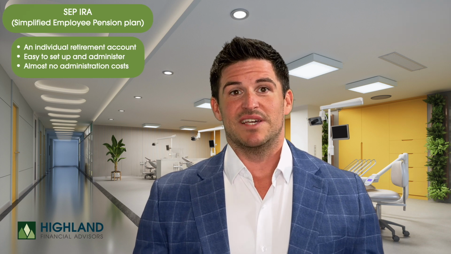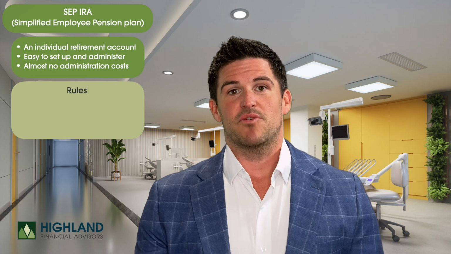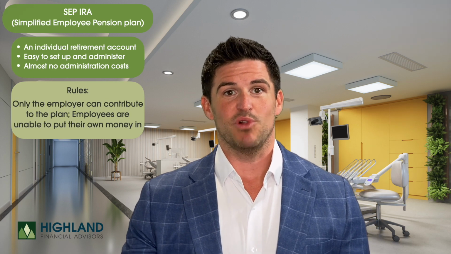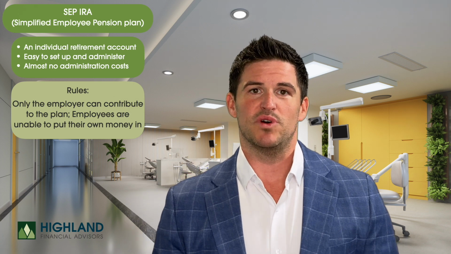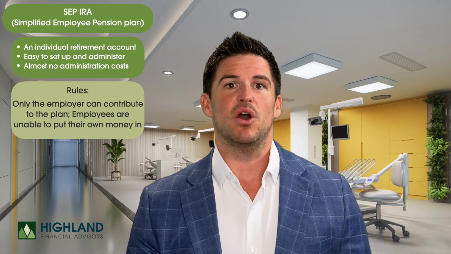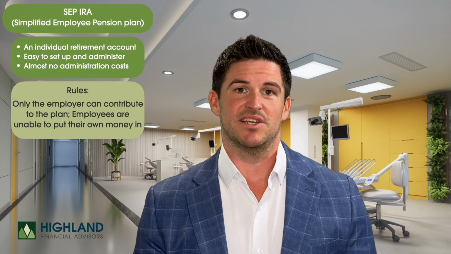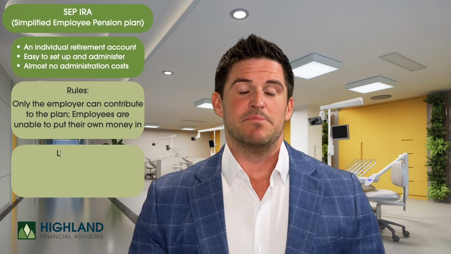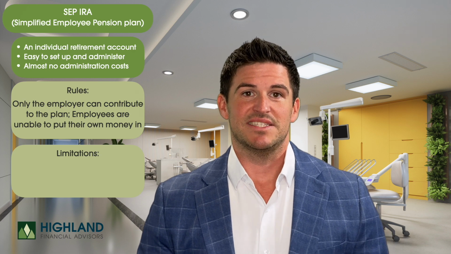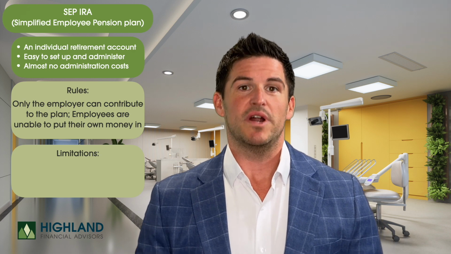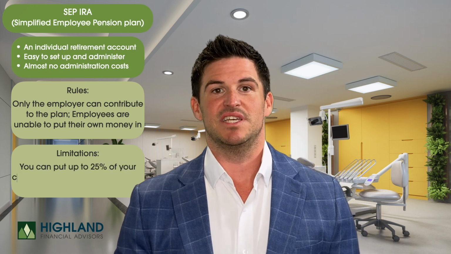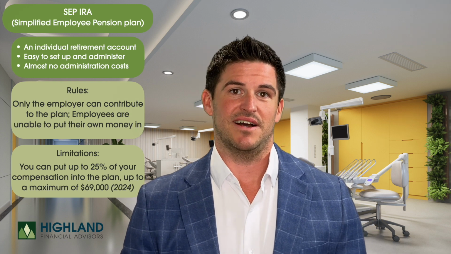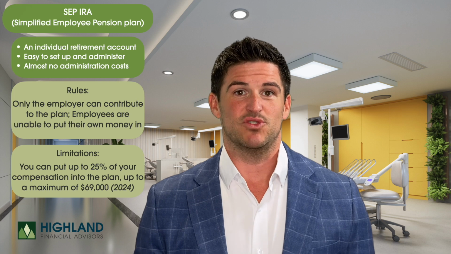So some of the rules around this is that when you set up a SEP IRA for your practice, only the employer, meaning your practice, can contribute to the plan. So if you have any employees, they're not able to put their own money in. The only money that goes into this plan is going to come from the practice. Now, one of the limitations around putting money into this plan is that you have the ability to put up to 25% of your compensation into the plan, up to a maximum in 2024 of $69,000. Sounds like a great plan, sounds really easy.